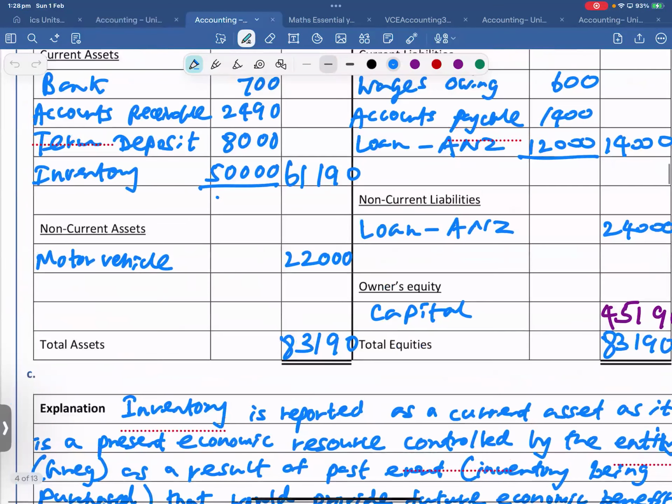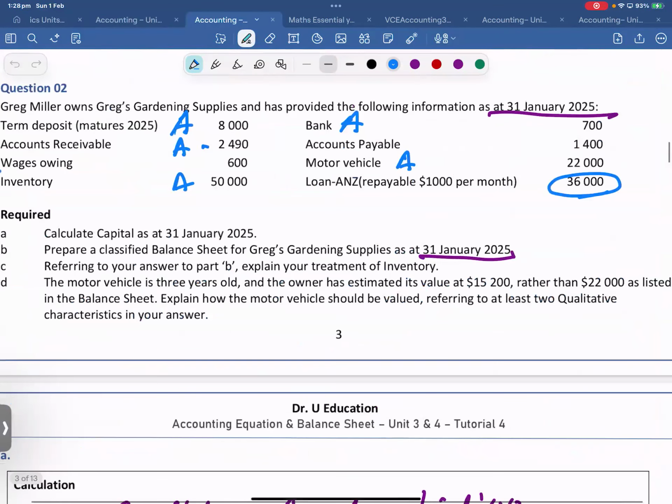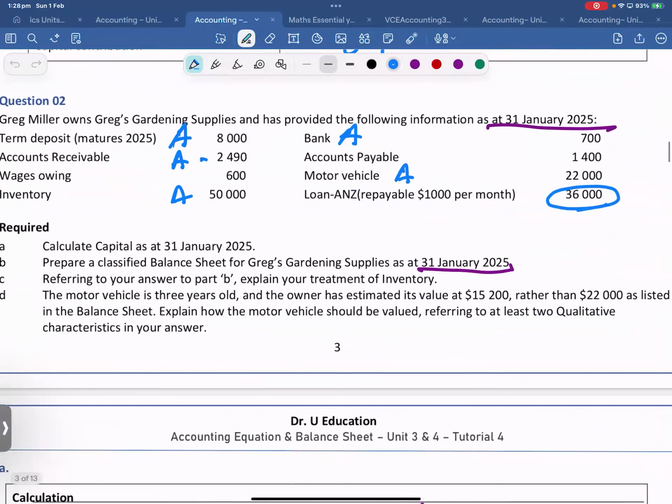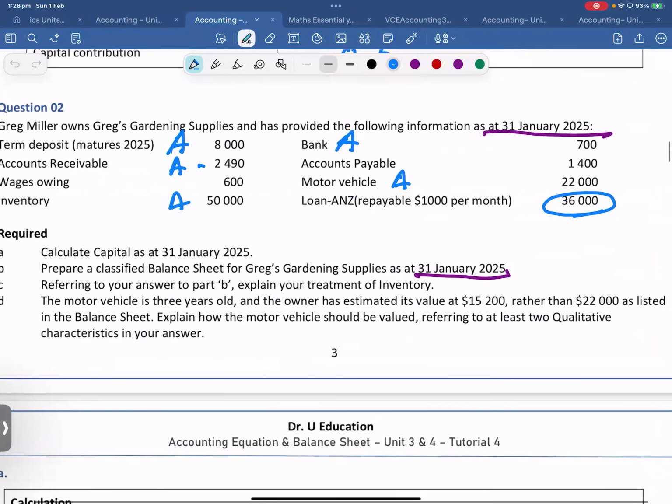Okay. Then the next question is, the motor vehicle is 3 years old, right? Right. And then the value is 15,200 rather than 22,000. Explain how the motor vehicle should be valued, referring to at least two characteristics, right?